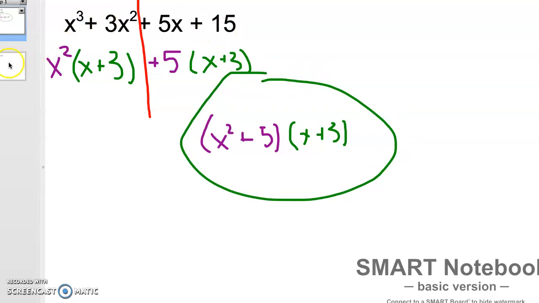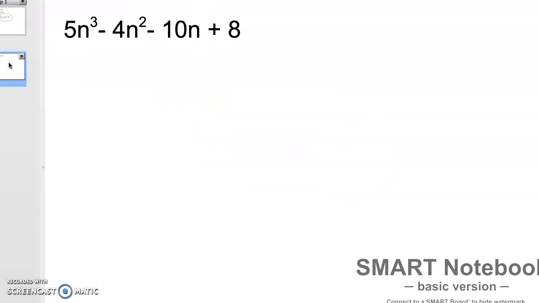I do have another example to practice, just to make sure you understand how to do this process. We're once again going to divide our polynomial directly down the middle and factor each side. So on the left, once again, I notice I can only take out a variable. In this case, it is n squared. And when I divide each of those terms by n squared, I have 5n to the third divided by n squared, which is going to be 5n. And when I divide negative 4n squared by n squared, I'm just left with negative 4.